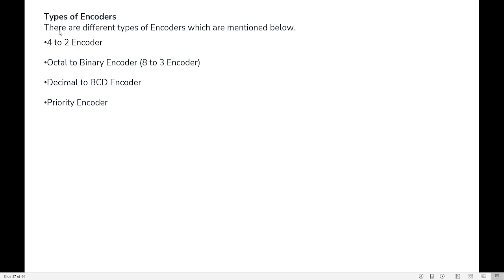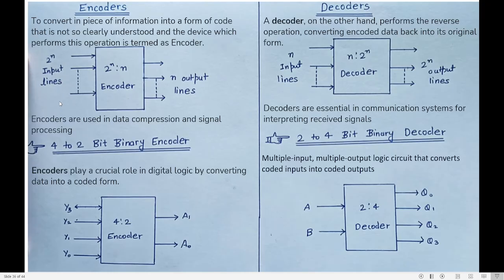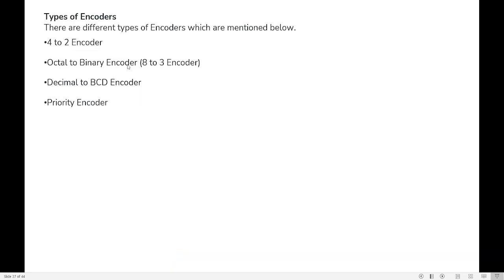There are different types of encoder: 4 by 2 encoder, octal to binary, decimal to BCD, priority encoder. We have already completed the 4 by 2 encoder in the last video. Now we will see the octal to binary encoder, or we can call it the 8 to 3 encoder. We know an encoder has 2 to the power of n inputs and n outputs. If there are 4 inputs, 2 to the power of 2, I will get 2 as my output.